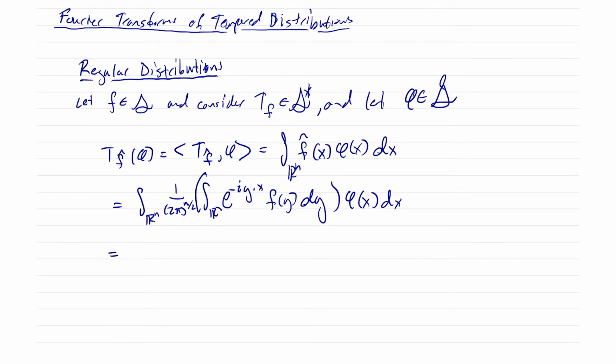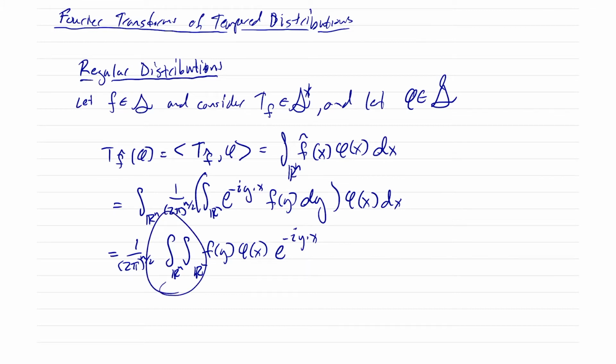And so it's going to leave us with, say, 1 over (2 pi) to the n over 2, just pulling out the constant. And we have the integral over R^n, and on the inside we have f of y times phi of x times e to the minus i y dot x, so none of the actual integrands changed. And since y and x are being integrated over R^n, there's no real worry about the bounds, so those can stay more or less the same. And so then we have dx dy.